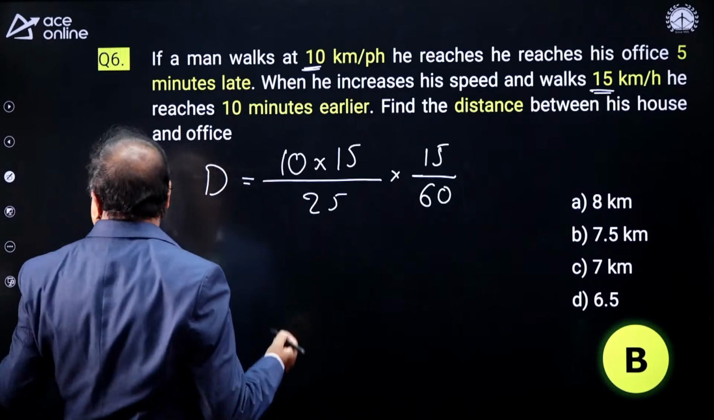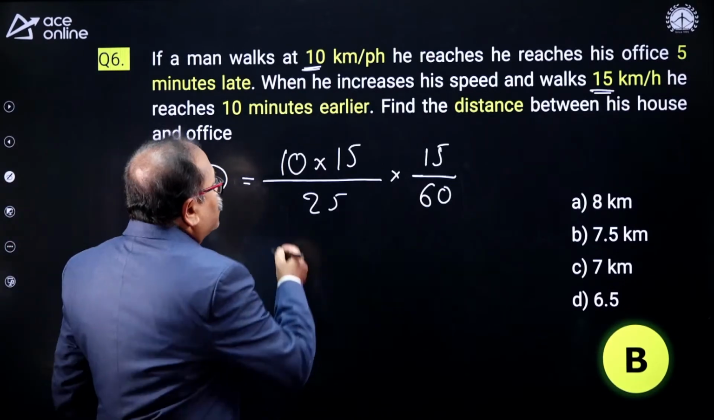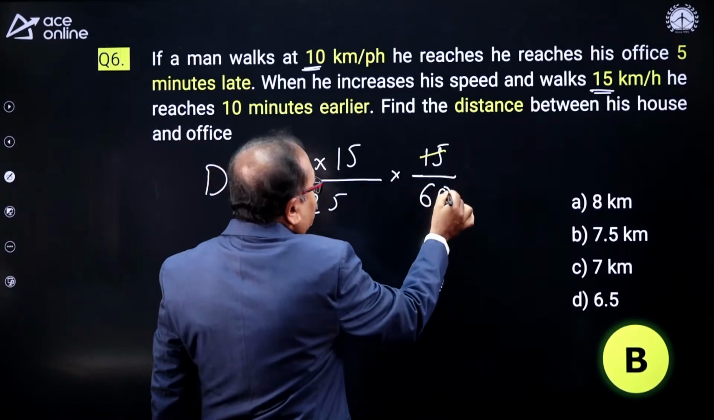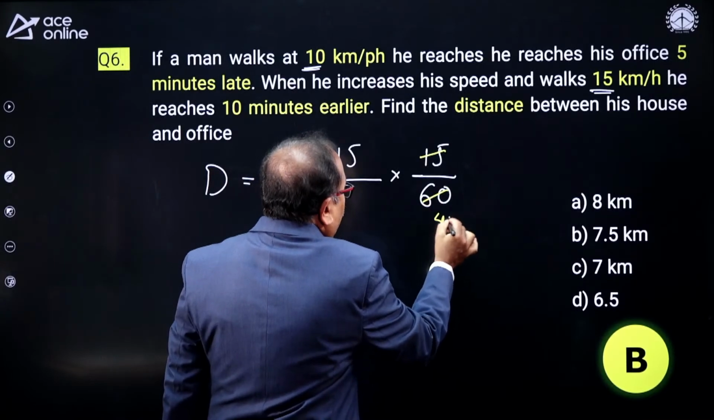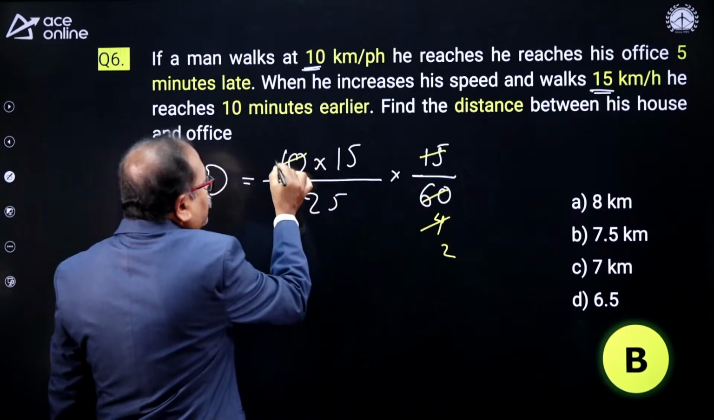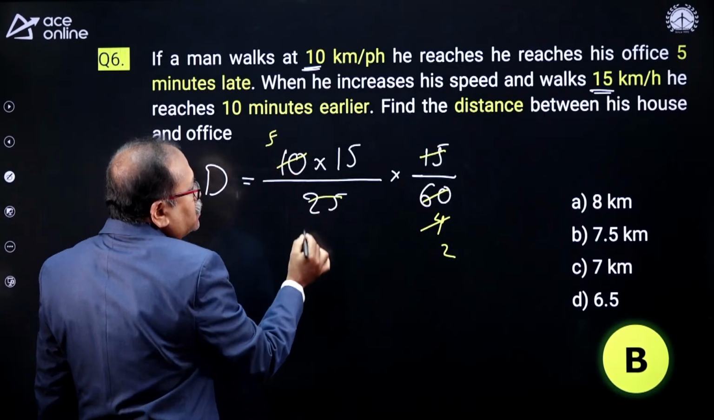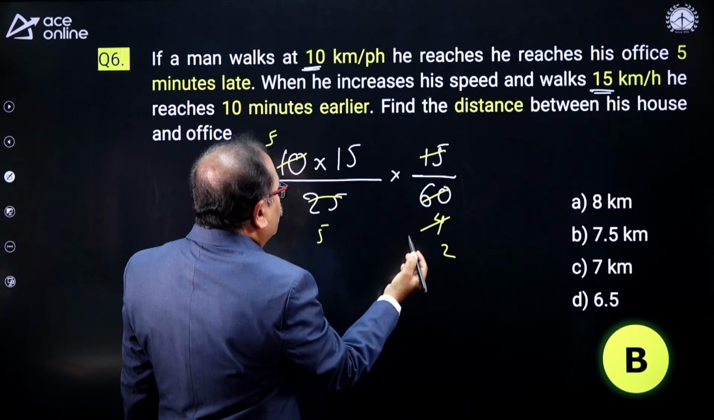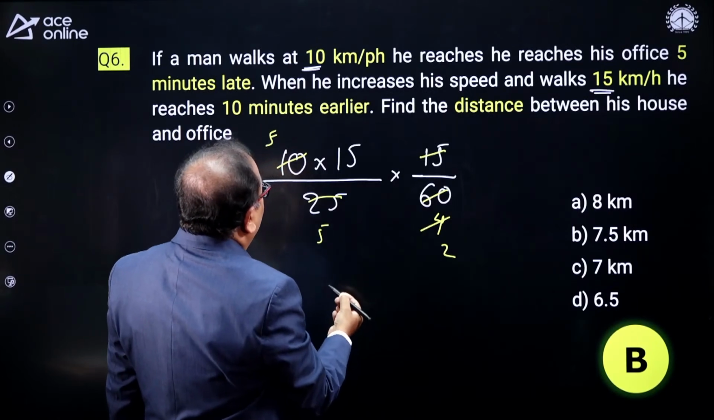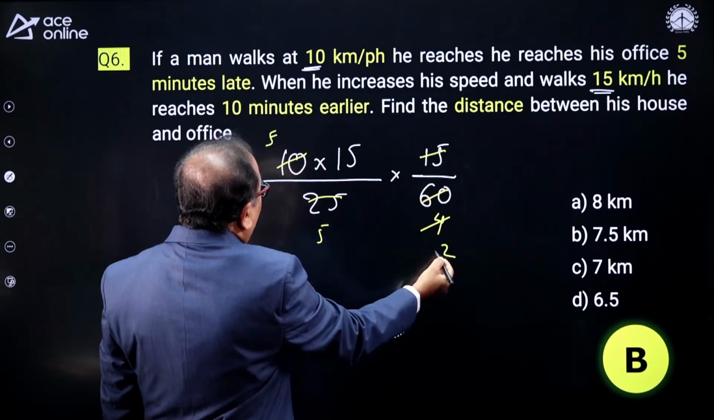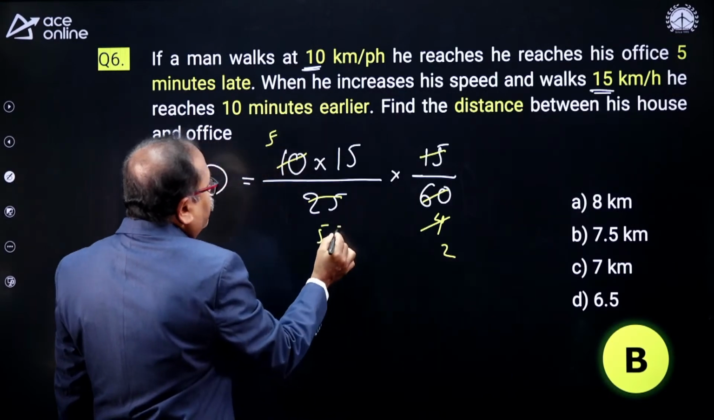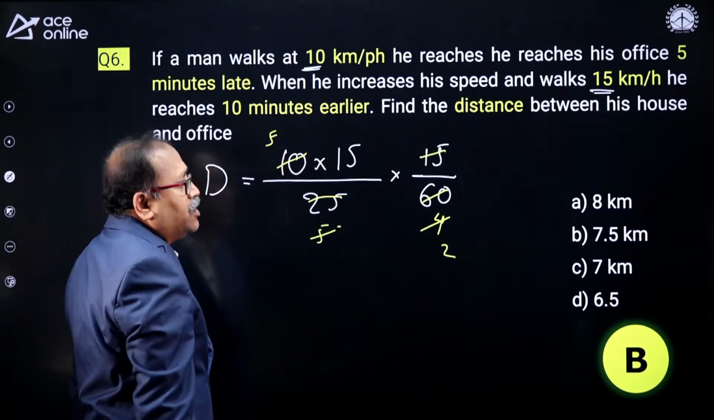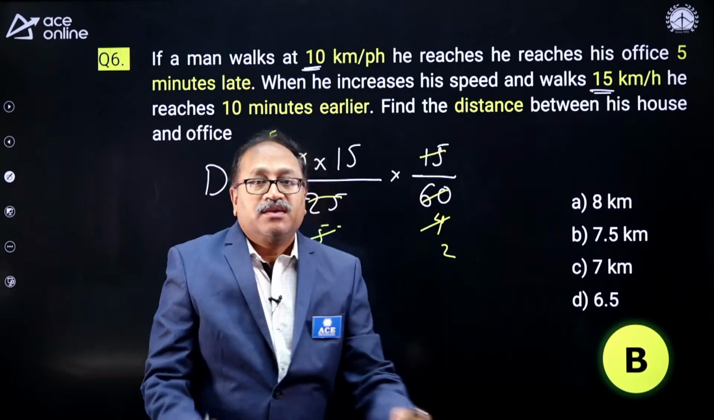So here, let's work this out. I notice that this gets cancelled 4 times, and with 4 this is 2 times and this is 5 times, and with 5 this is 5 times. So what did I notice? That is 15. This is 4 times, and this 5 and 5 get cancelled over here. So 15 divided by 2, which is nothing but 7.5.